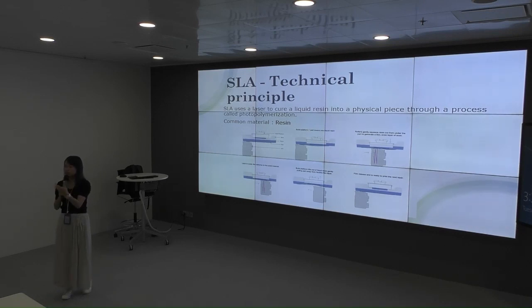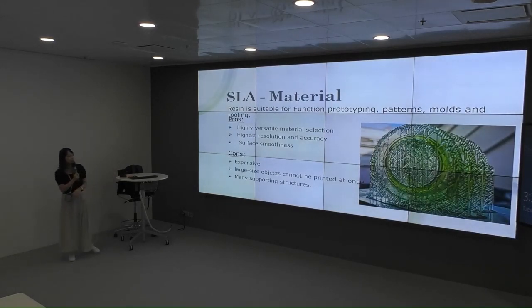People always use it to print figures, maybe Marvel or Japanese comic figures. The material gives high resolution and accuracy, and the surface is very smooth. But the disadvantage is that it is very expensive. For FDM, we charge $1 per gram, but for SLA, the resin is charged at $6 per gram. It's 6 times the cost of PLA.